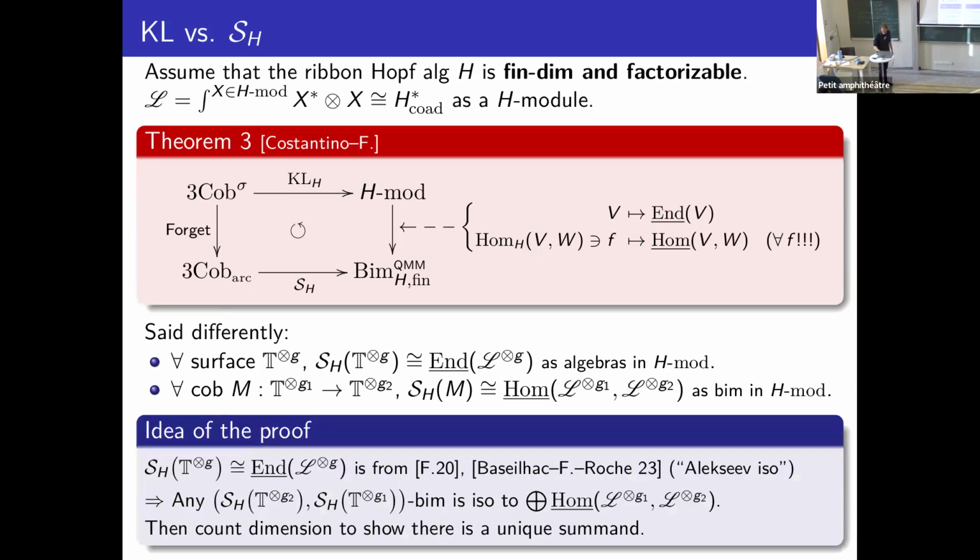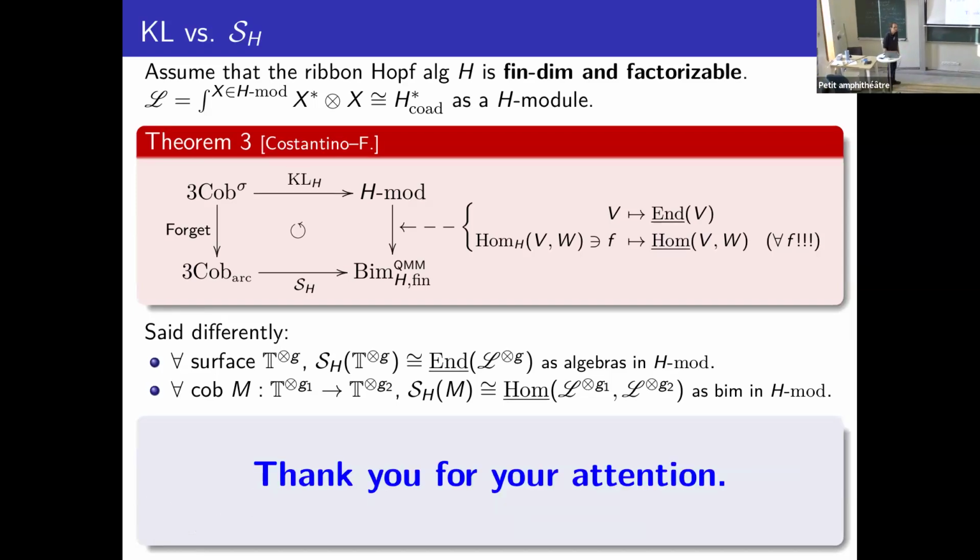Yeah. And there was some point of the proof, maybe this isomorphism between the stated skein space of a surface and the internal end. It is deduced from something which is called the Alekseev isomorphism, and which comes from the theory of quantum character varieties. And then you can deduce that any bimodule is a sum of this kind of bimodule, because these algebras are very rigid. These are matrix algebras, right? And then by a topological argument, you count dimension, and you show that actually this direct sum disappears. There is just one summand. And I will stop. Thank you.